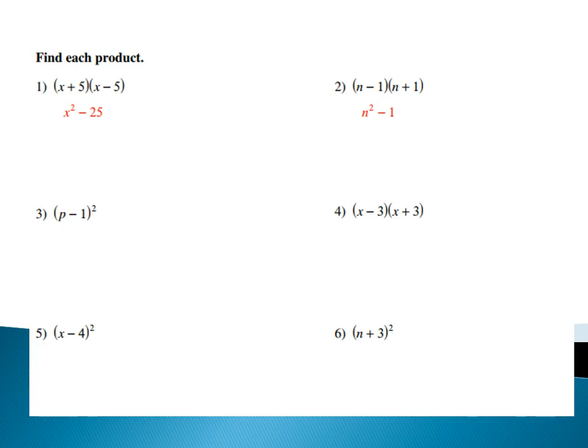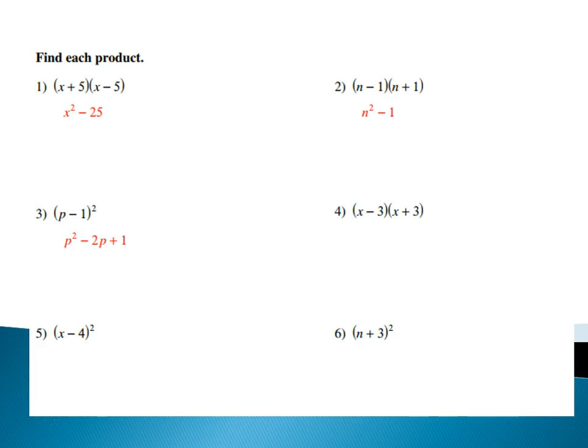Number 3 is different, though. Number 3 says p minus 1 quantity squared, which means I'm going to take p minus 1 times p minus 1. The middles don't drop out. They actually double. So I'm going to do p times p is p squared. P times negative 1 is negative 1p. Negative 1 times p is negative 1p, which makes it negative 2p. And then negative 1 and negative 1 is positive 1. So that becomes a perfect square trinomial.